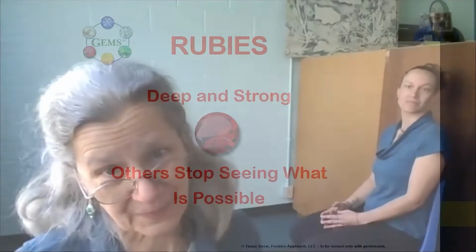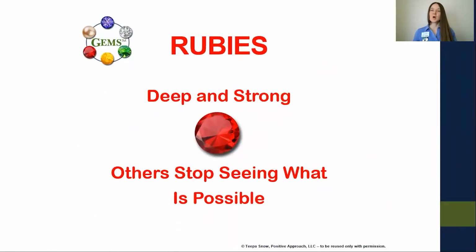So the verbal cues were there, but they weren't word cues as frequently. When I gave them, there was a lot of repeating, but there were huge numbers of visual cues being given. Lots of support. This last role play was based on Rubies, deep and strong, and oftentimes where other people see what's not possible or stop seeing what's possible.